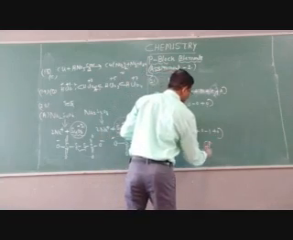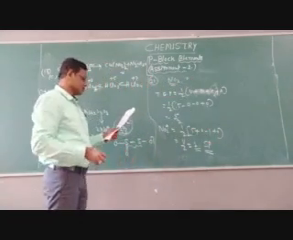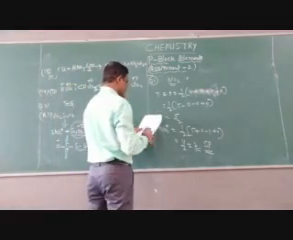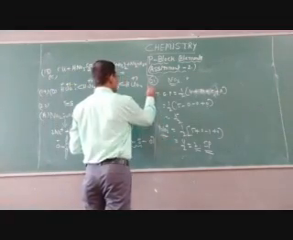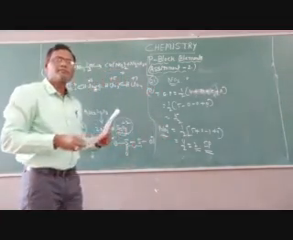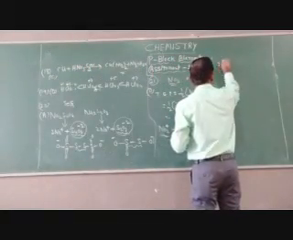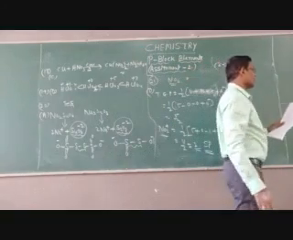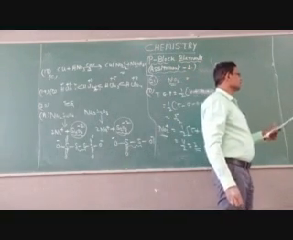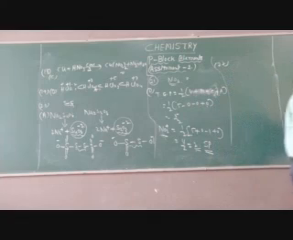It undergoes sp hybridization, children. So that's why question 21, option D is correct. D is correct, 21. Next, 22. So next we have question 22, children.